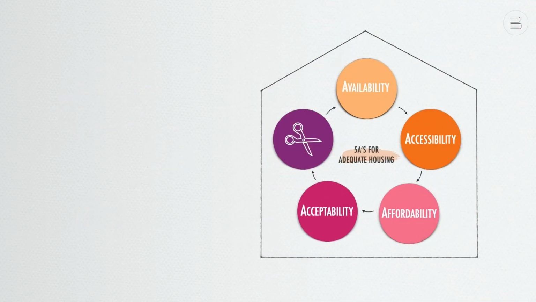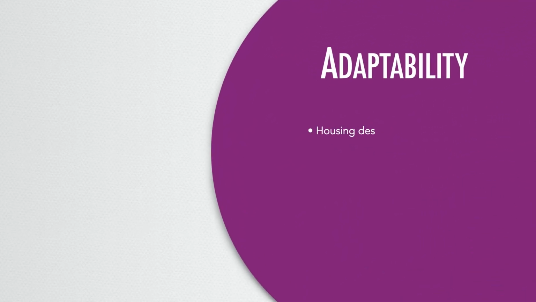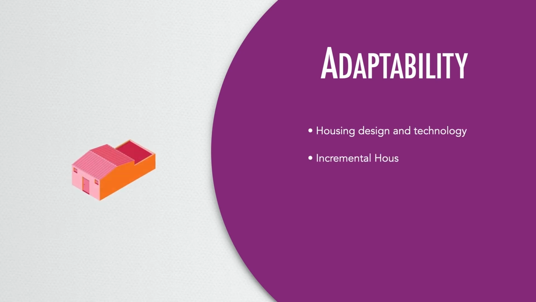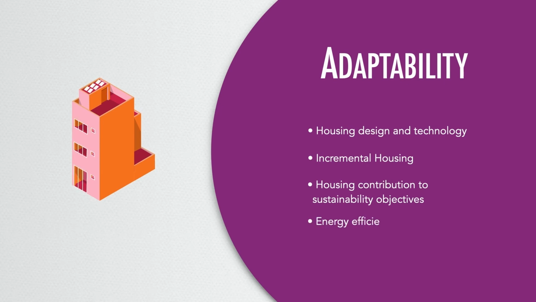The last principle of adequate housing is adaptability. Adaptability is about how housing design and technology can allow for an incremental housing approach which adapts to the dynamic needs of a household. Adaptability also refers to the impact of housing on the environment. In order to be responsive to the challenges of climate change, housing therefore needs to be adaptive.